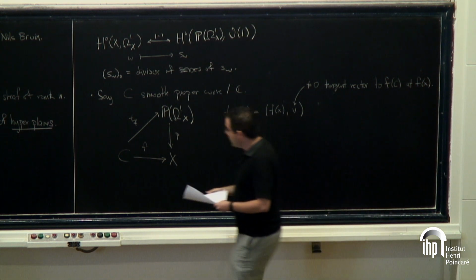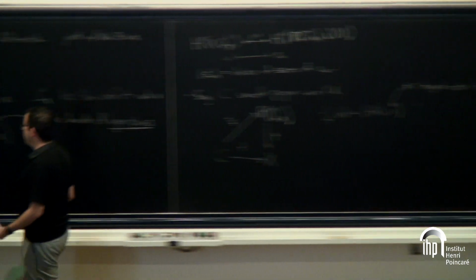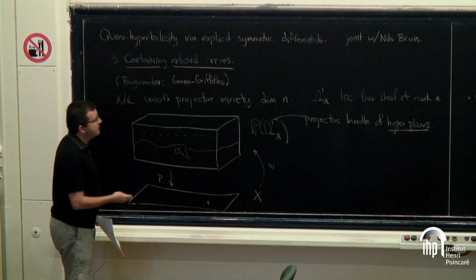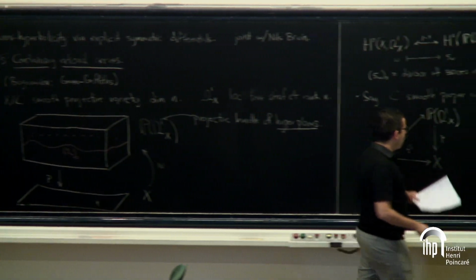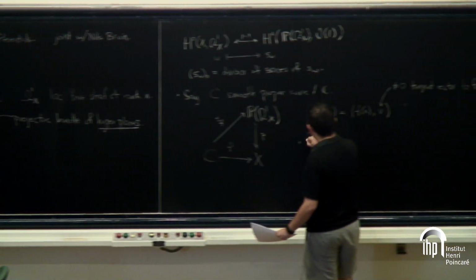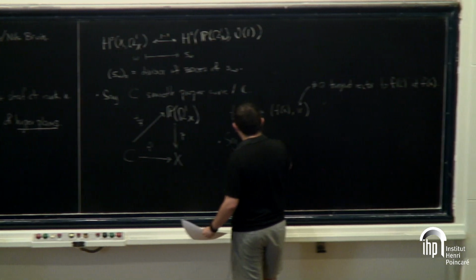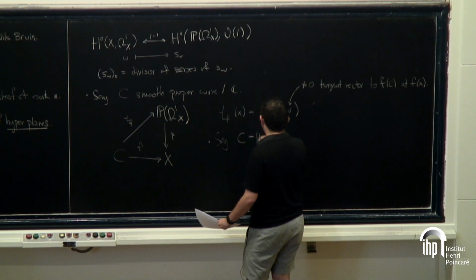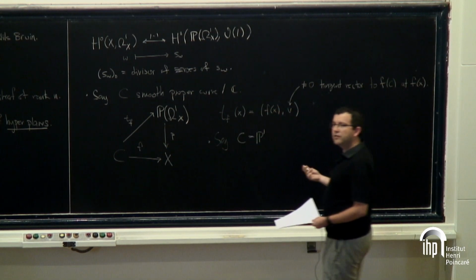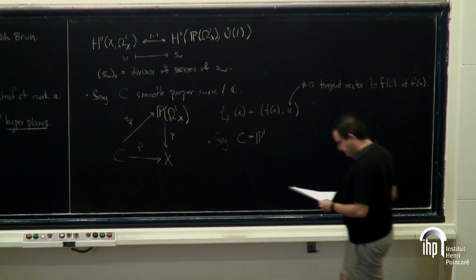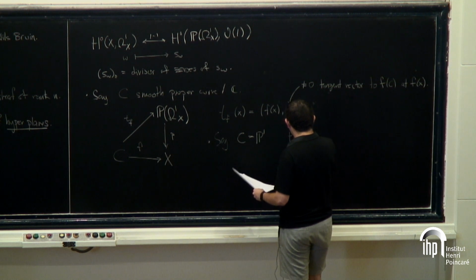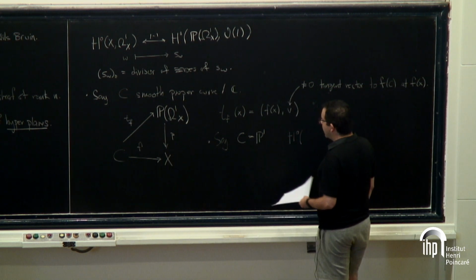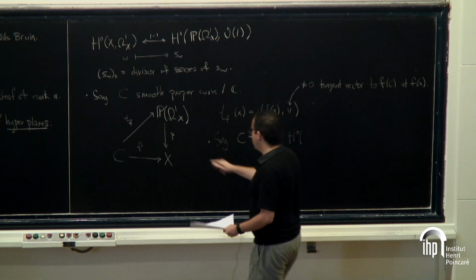Now, this is all general, and now I'm going to say, okay, what if C is P1? Do we get a little bit more juice out of this? So let's say that C is P1. You can also say something if C is a curve of genus 1, but let me just stick to P1 for most of this talk. So then you have a map from P1 to X.